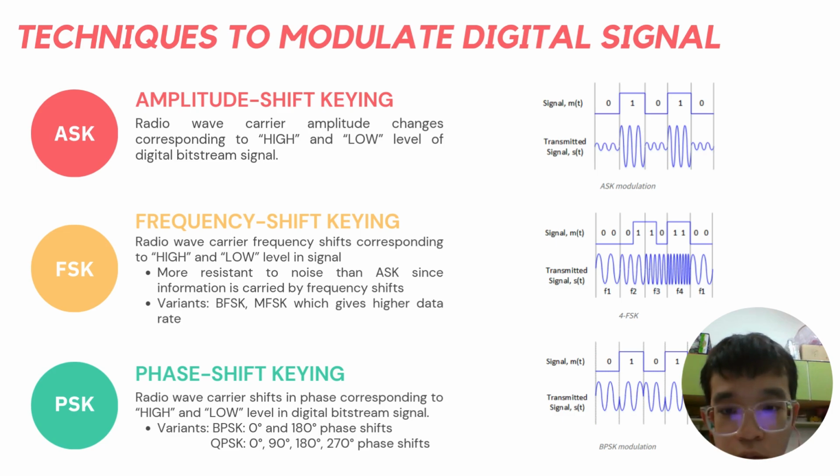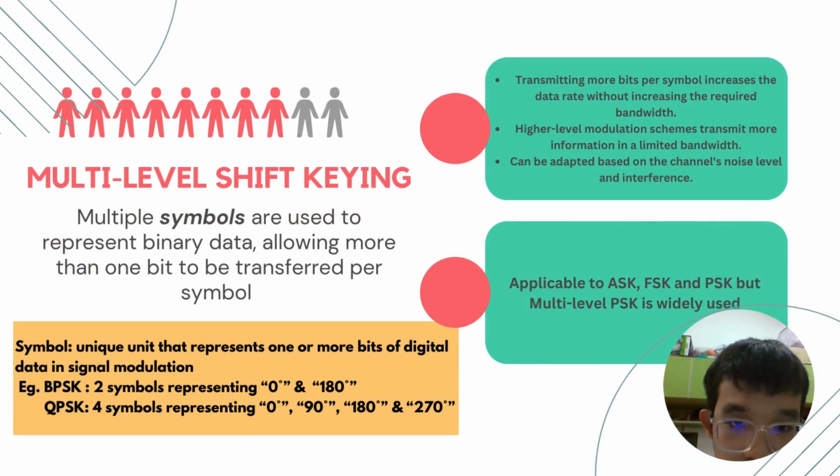There are multiple variants of it, such as binary frequency shift key and multiple level frequency shift key, which gives a higher data rate. Last but not least, we have phase shift key, where the radio wave carrier shifts in phase corresponding to the digital bitstream signal. There are multiple variants of it, such as binary phase shift key, which shifts 0 and 180 degrees, and quadrature phase shift key.